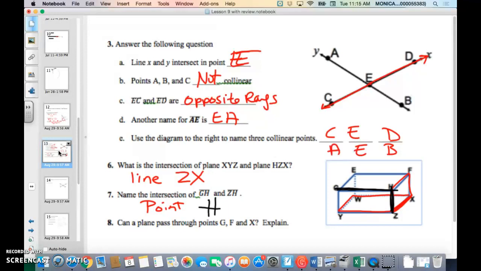Can a plane pass through GFX? And the answer is yes, it can, on a diagonal. So anytime you have 3 points, you can have a plane.